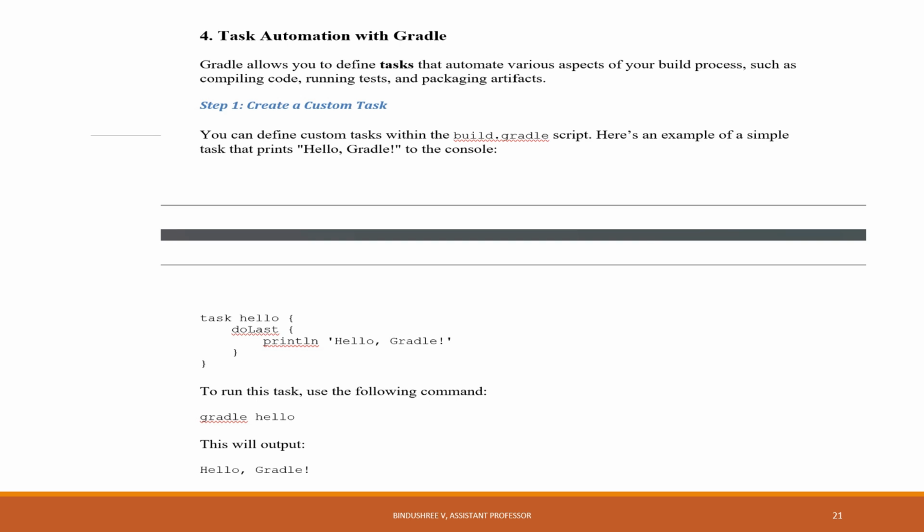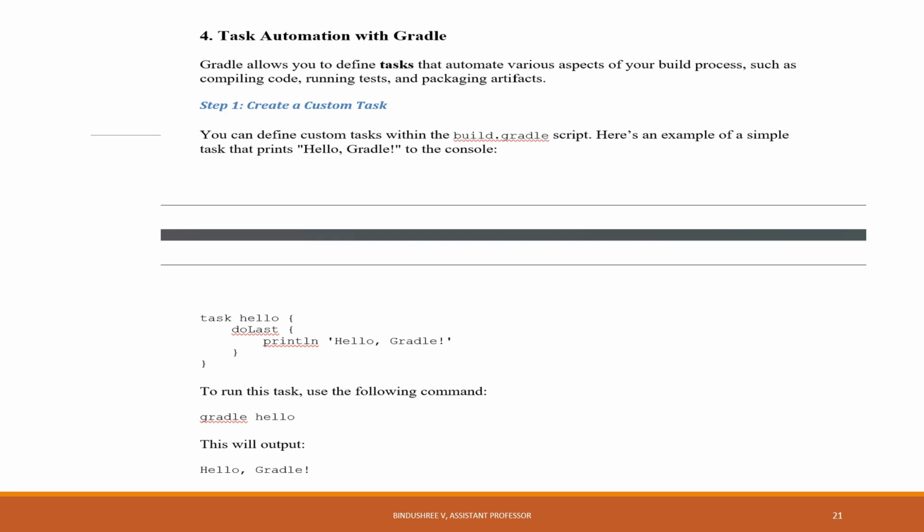And after that, task automation can be done. Task automation is nothing but it allows you to define tasks that automate various aspects of your build process, such as compiling the code, running the tests, and also packaging the artifacts. So to create a custom task, this is how we create a custom task.